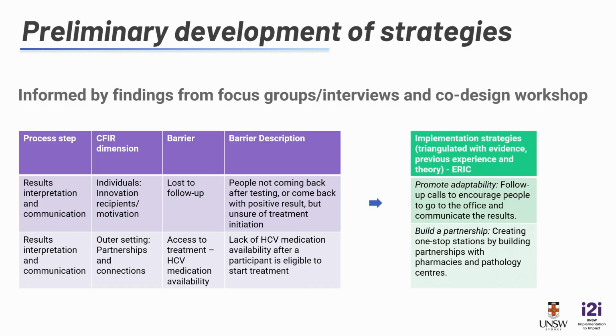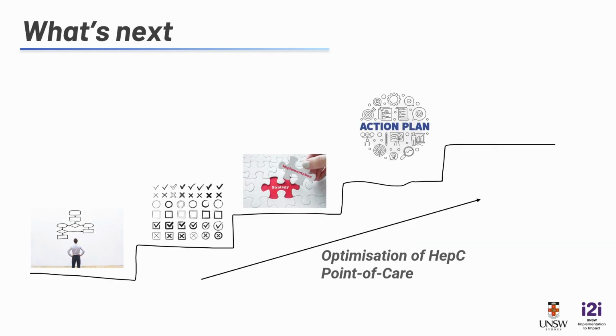And so the implementation strategies, which were triangulated with evidence and previous experience and theory, were to promote adaptability, so follow-up calls to encourage people to go to the office and communicate the results, and build a partnership, so create one-stop stations by building partnerships with pharmacies and pathology centres. And then obviously after that, there's a process of actually operationalising these strategies, so thinking about who's going to deliver them, how often they need to be delivered, what resources are going to be needed in order to make that strategy a reality and actually fill that gap.